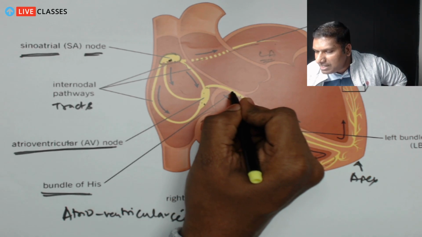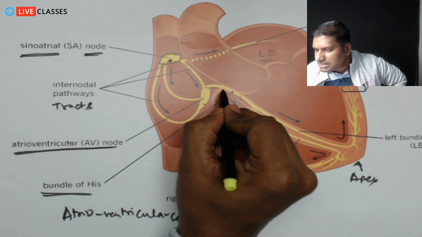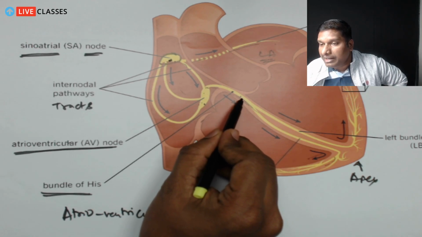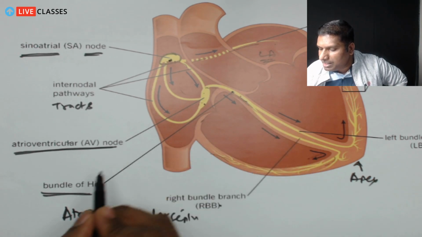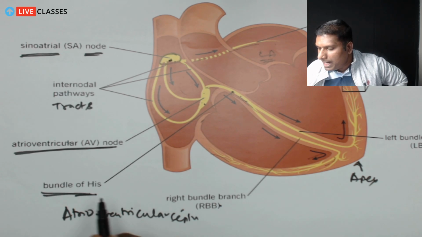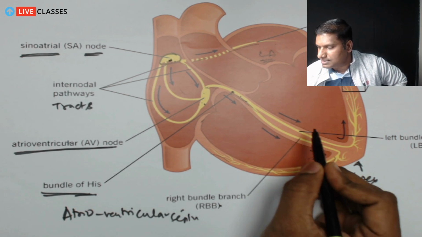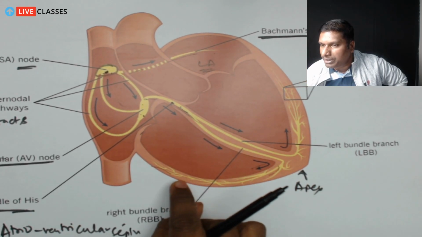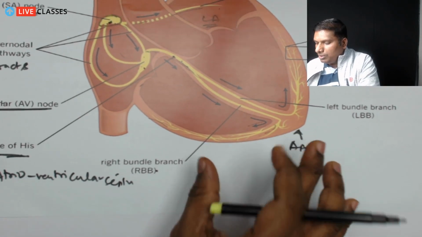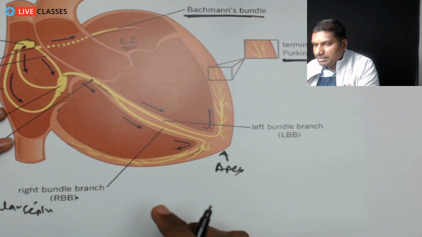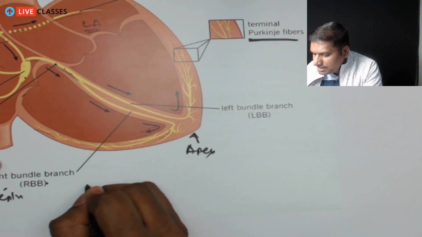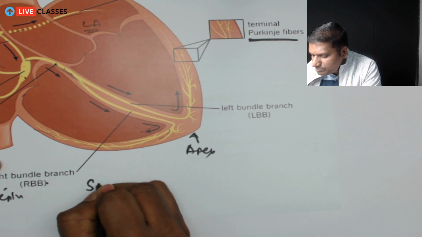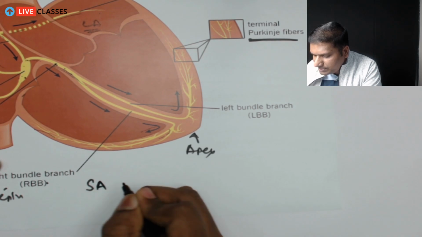So this bundle over here, the moment it pierces through and reaches the interventricular septum, this bundle is what we call the bundle of His. And from the bundle of His, you are getting two branches, the right and the left ones, and both end up in Purkinje fibers. This is something which you will have to remember, and this is the way the electrical signal is transmitted in a heart.